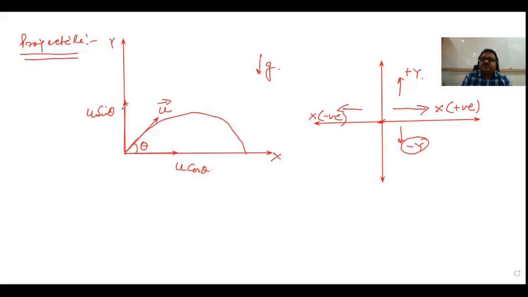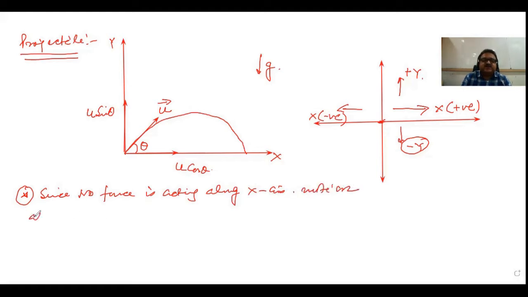Now, in this case, since air resistance is neglected, no force is acting along the x-axis. Since no force is acting along the x-axis, motion along the x-axis is motion with uniform velocity.